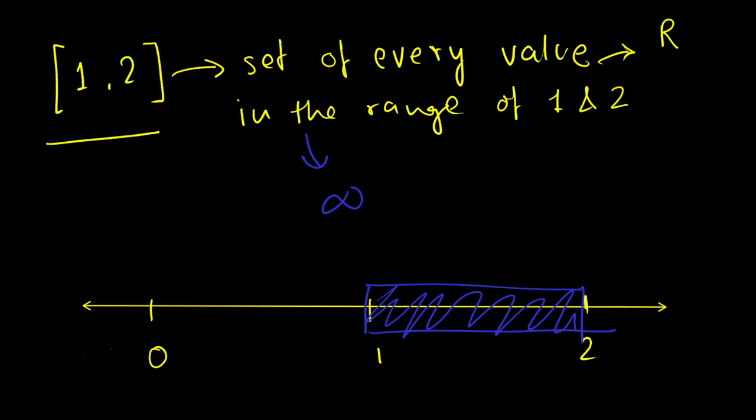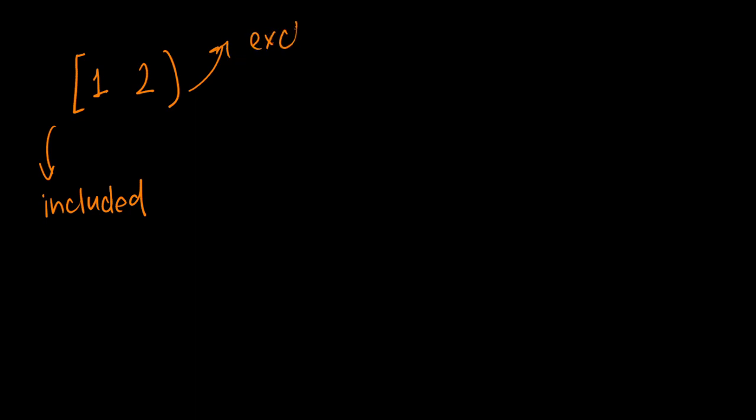Let me go deeper into the actual notation, what this square bracket means and what some other things are. This square bracket essentially means that the value preceding it, if I write 1, then this 1 will be included in the set. But if I had a normal bracket, which is called parentheses, then it will be excluded.